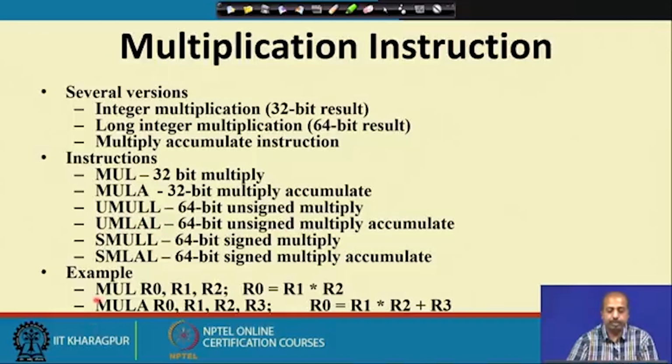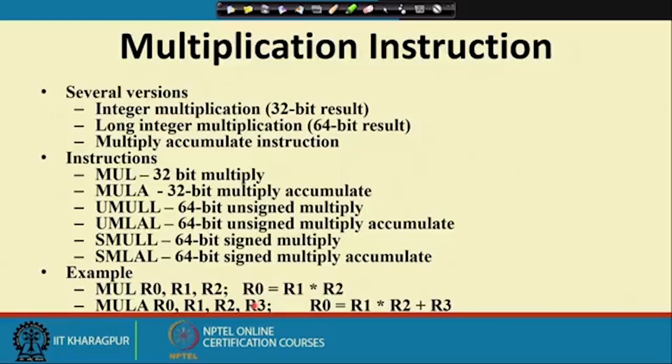Typical examples are like this. MUL R0 R1 R2, so R0 gets R1 into R2. MULA R0 R1 R2 R3 is an exception. It is a 4 operand instruction, whereas in ARM most instructions are 3 operand instructions. This is a 4 operand instruction, where R0 will get R1 into R2 plus R3.